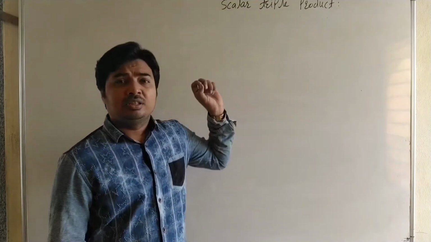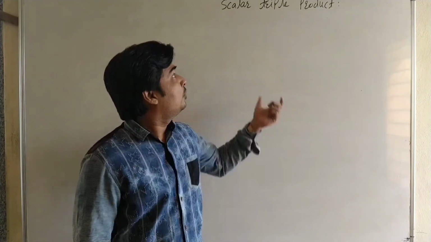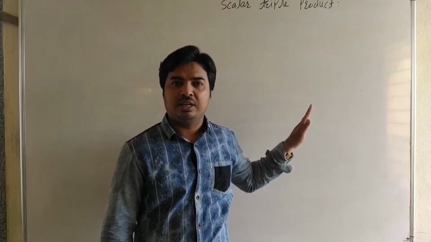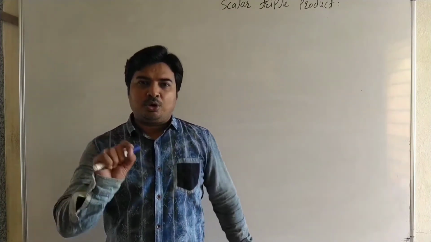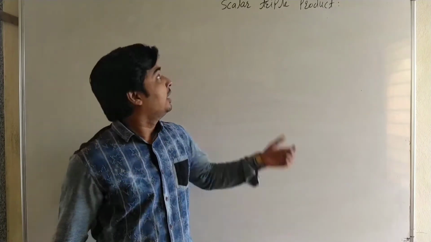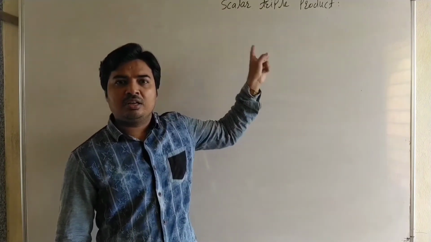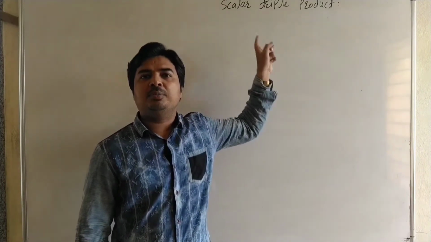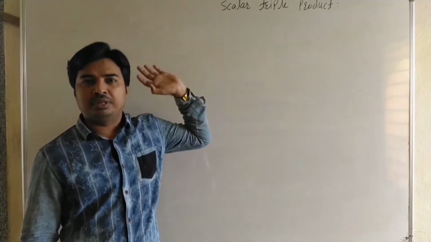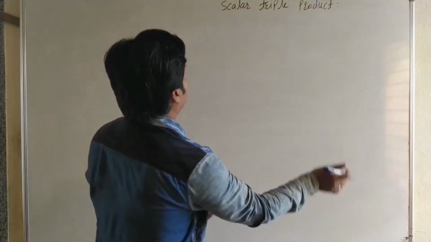Here we see the scalar product and vector product of two vectors. Now we see the triple product, that means the product of three vectors. In the product of two vectors, there are two types: the scalar product and the vector product. Then in the triple product there are also two types: the scalar triple product and the vector triple product. First we see the scalar triple product of three vectors. First we see the definition of the triple product.